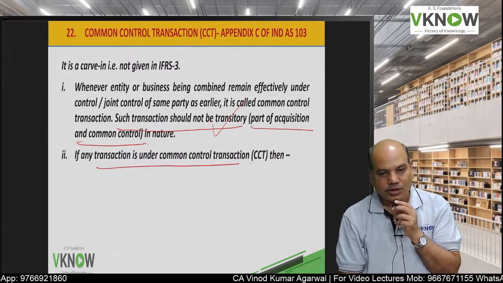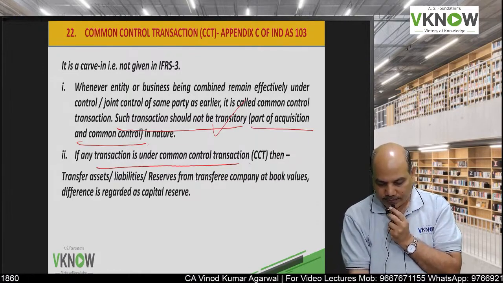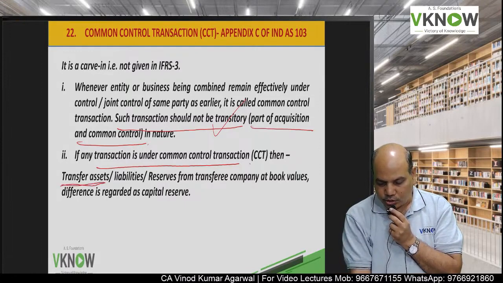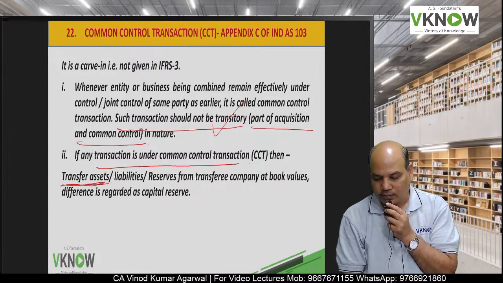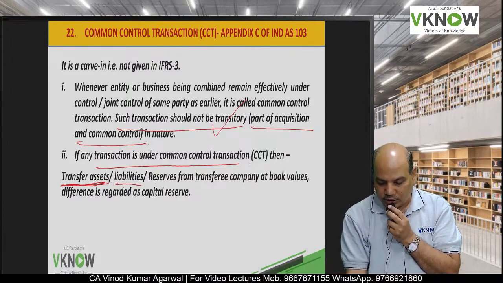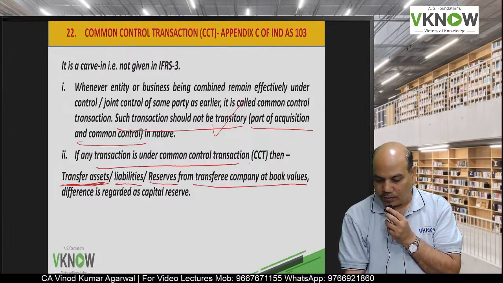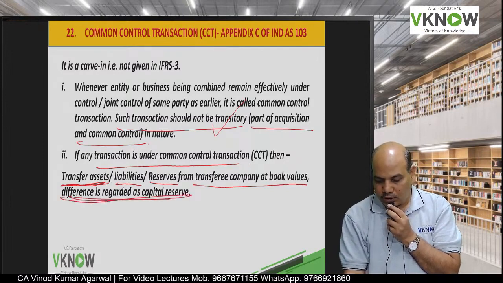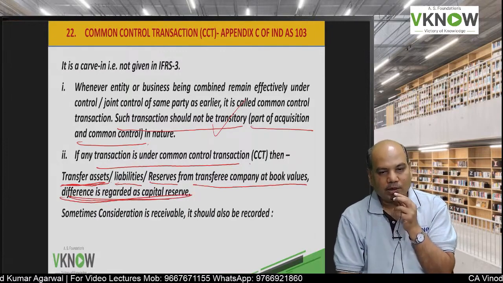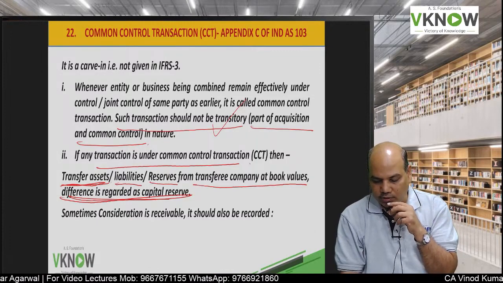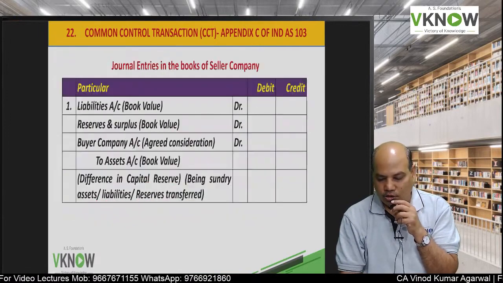Suppose a transaction comes under common control transaction. What about the accounting entries? Very important. This is similar to amalgamation in the nature of merger in your intermediate AS 14. Assets, liabilities and reserves from the transferor company will be transferred at book value, and the difference will be recorded in capital reserve. So all items, asset, liability and reserve, will be recorded at book value. If any consideration is receivable, then this should also be recorded.